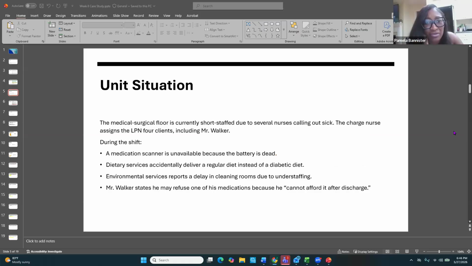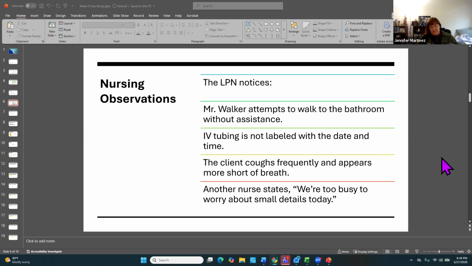Short staff. Okay. The scanner's not working, his battery is dead. He got the wrong food, or the wrong diet was delivered. Environmental services, that's an issue too, but when we look at patient safety, those are some of the big things. What are the issues here?